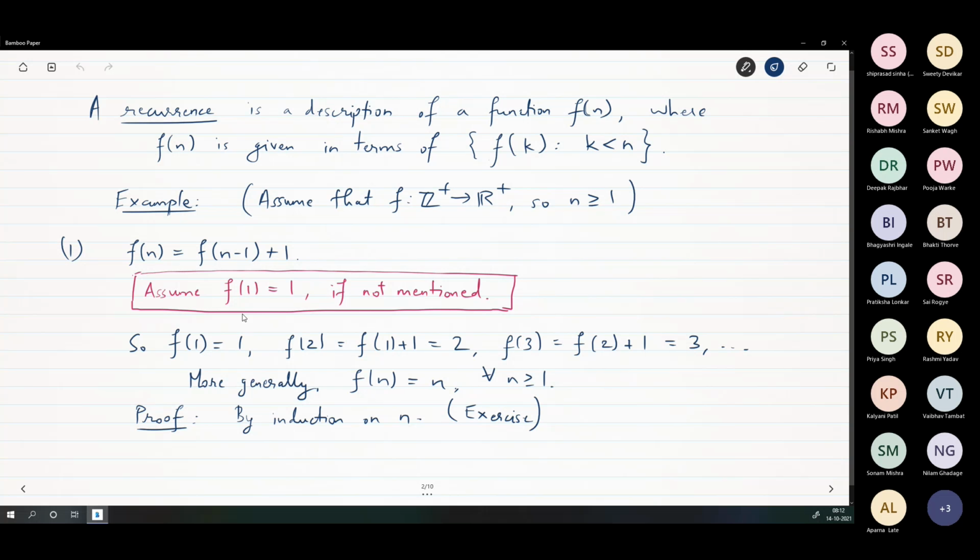So this is a recurrence and this is the initial value, not mentioned, but we'll assume it. And we have to solve this. So let's look at the first few values. F of 1 is given to be 1. F of 2 is f of 1 plus 1 by this recurrence, which is 2. F of 3 is f of 2 plus 1 by this recurrence, which is 3. So now do you see, f of 1 is 1, f of 2 is 2, f of 3 is 3. So f of n, you can guess that it is n for all n greater than or equal to 1.